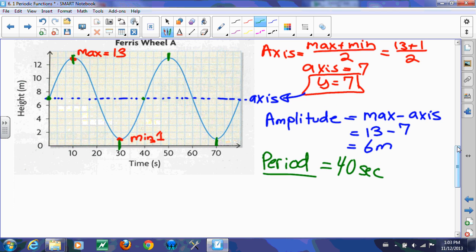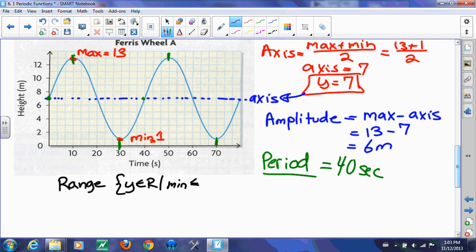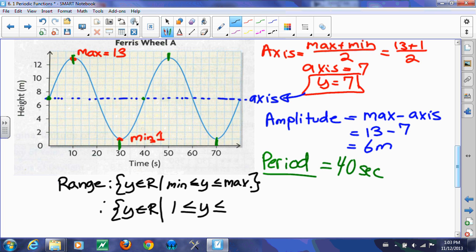Now the last one we need to do is the range. The range, ladies and gentlemen, has to deal with what our minimum and our maximum are. So range is y belongs to a set of real numbers such that minimum is less than or equal to y, which is less than or equal to its maximum. We already found our minimum and our maximum, so we can sub those in. So y belongs to a set of real numbers such that 1 is less than or equal to y, which is less than or equal to our maximum, which is 13.